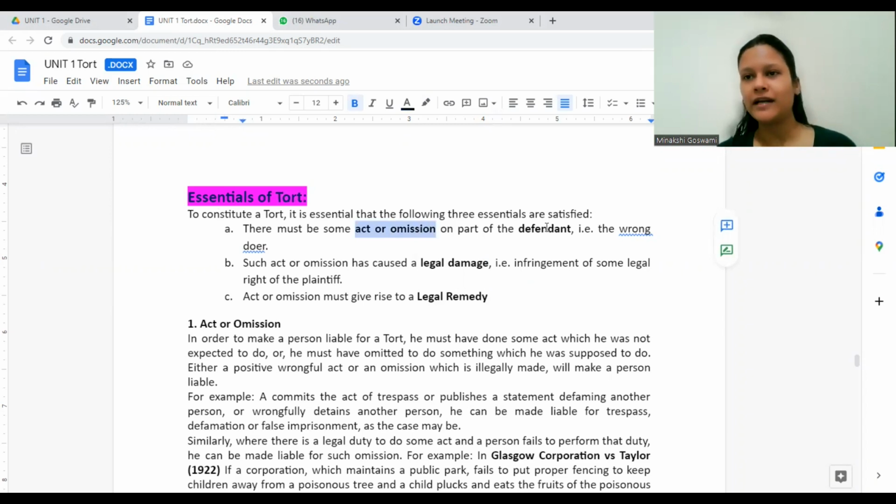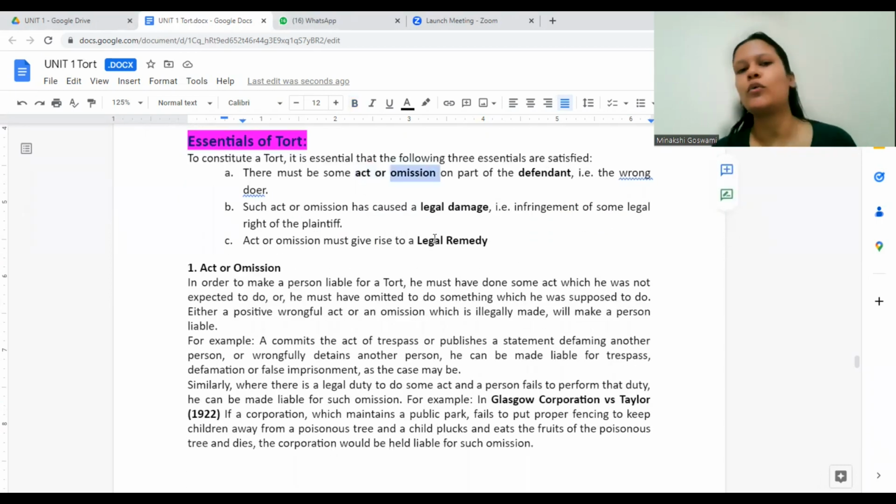So there will be two parties in a case: plaintiff, who is going to the court filing the case, and defendant, who is the wrongdoer against whom case is filed. So we can file a case for tort only when this person, the defendant, has done something wrong. Okay, it may be by way of doing something, or it may be by way of not doing something. So what is act or omission?